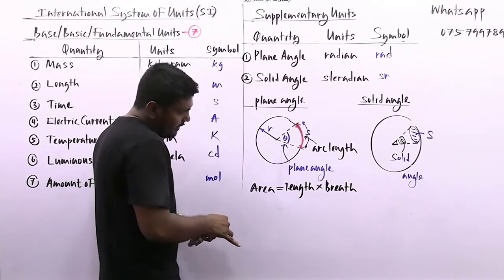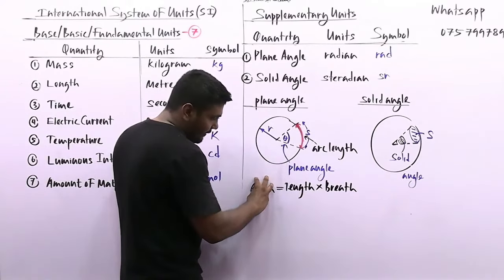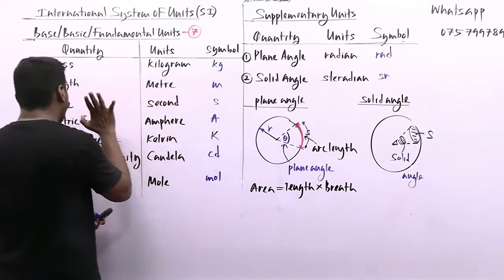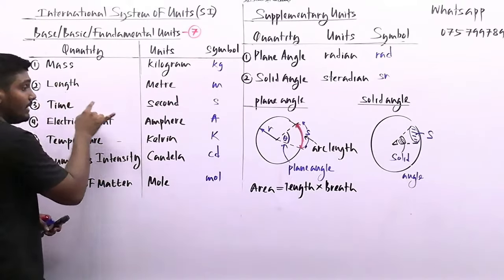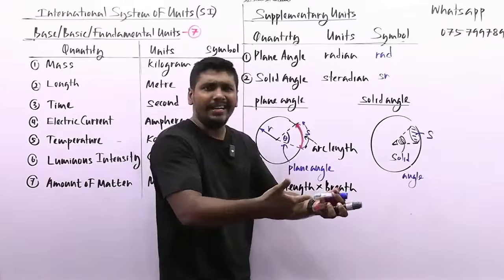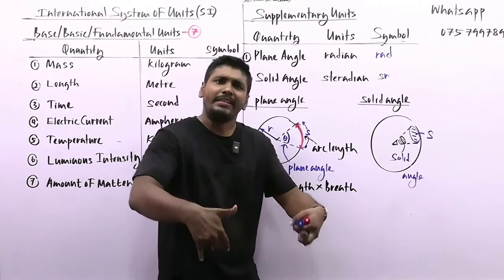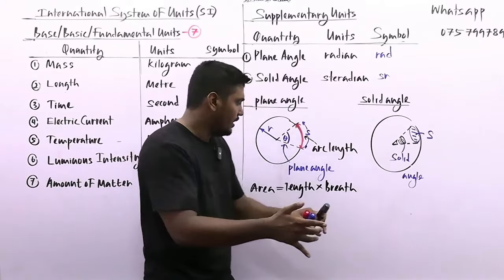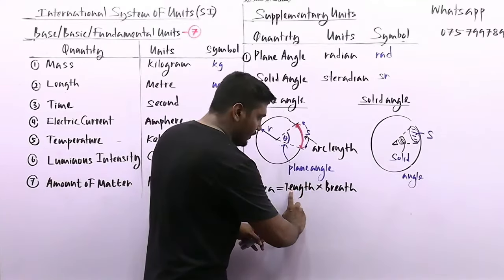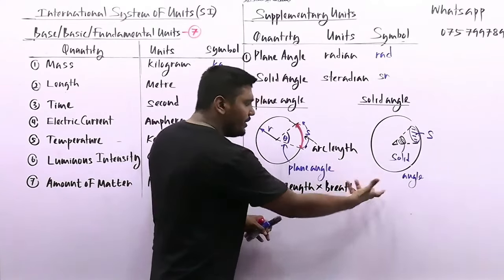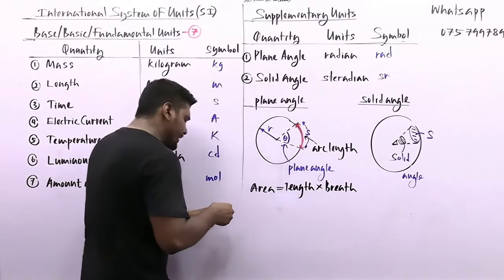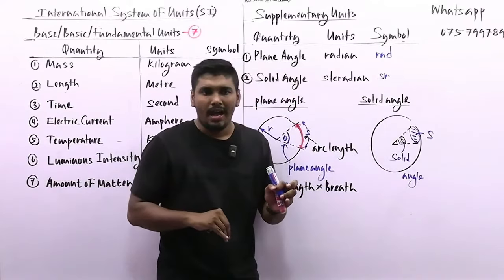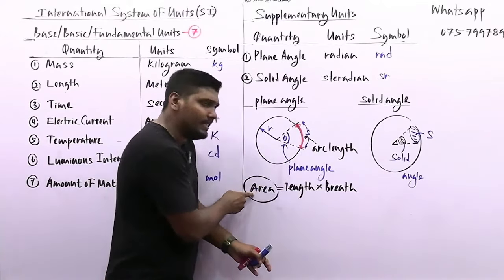Right, okay. That means now area is defined as length into breadth. Length is one of the basic quantities. Breadth is also a length. Height, distance, circumference, they all are lengths. Breadth, width, and length are all basic quantities. That means this physical quantity, area, is defined using basic quantities. Then this is a derived physical quantity.